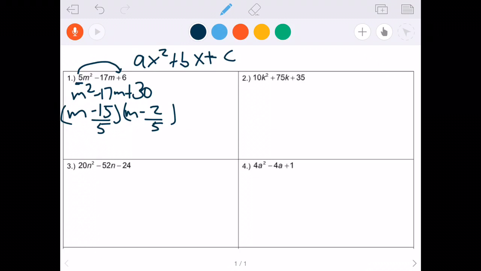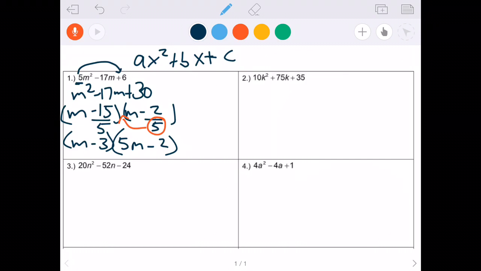So we need to try to reduce these fractions. 15 over 5 actually reduces to a whole number, m minus 3. But if you look at the second binomial, you can't reduce 2 over 5. That's already in the simplest form. So when we have a fraction like this, we take the number at the bottom, the denominator, and put it in front of the m. So in this case, it's going to be 5m minus 2. That is going to be our final answer for those.